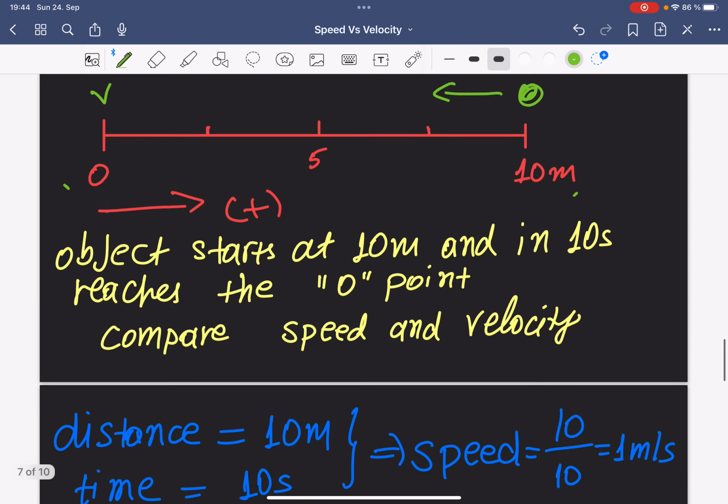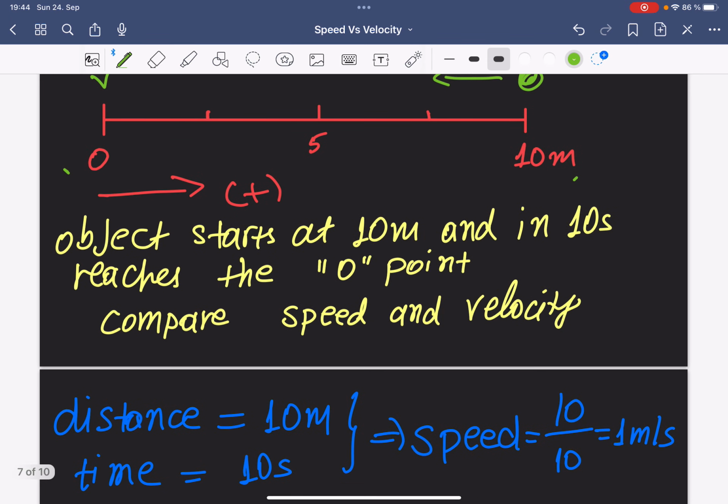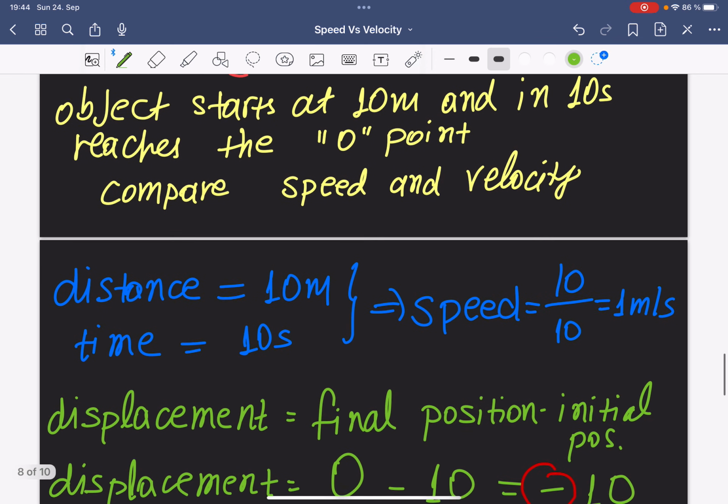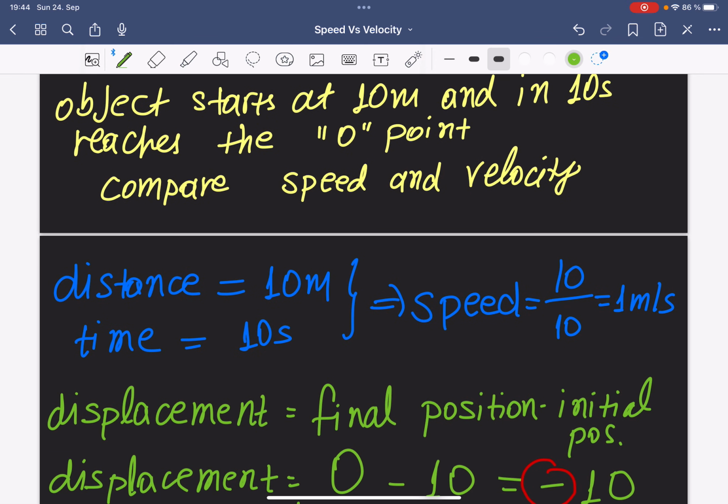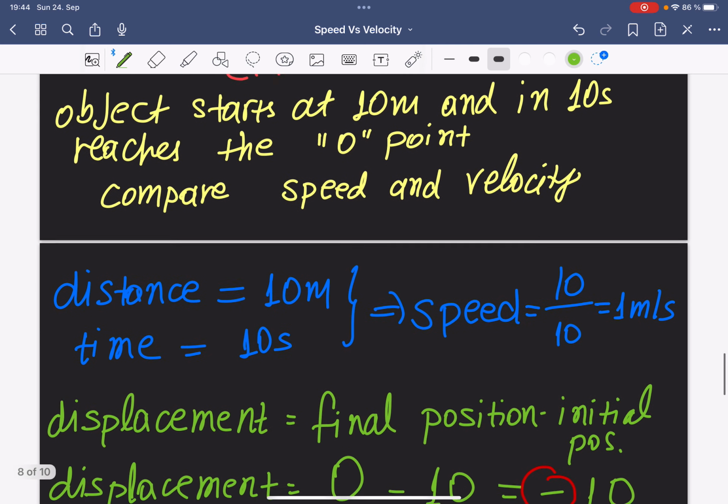Now, again, speed, we care about distance. What's the distance? How much distance has the object covered? 10 meters in 10 seconds, therefore speed is going to be 1 meter per second. Easy. Now the displacement, now you need to be careful on this one.